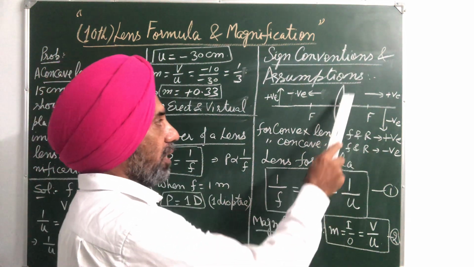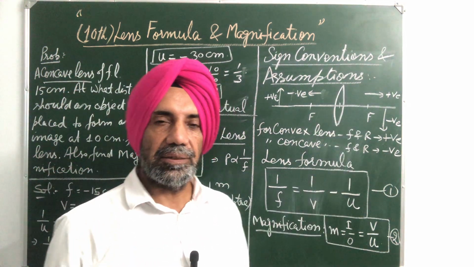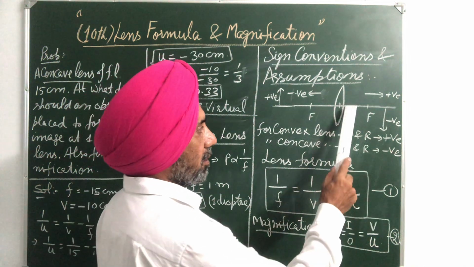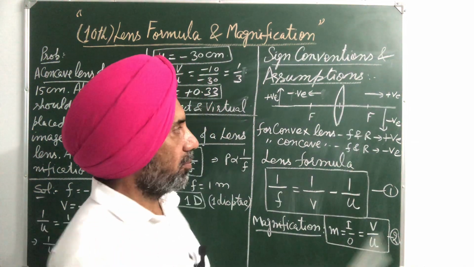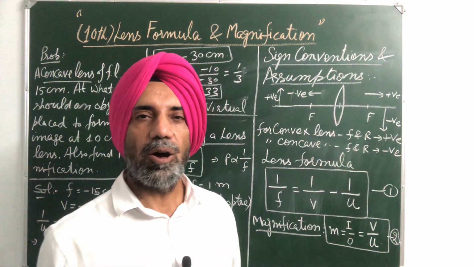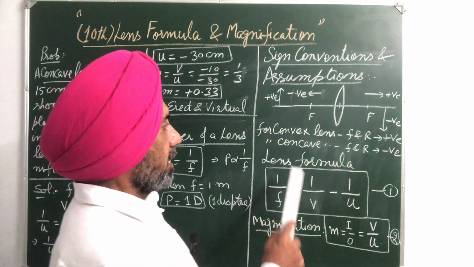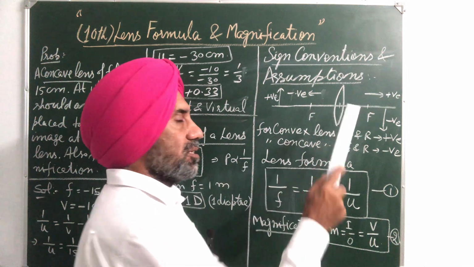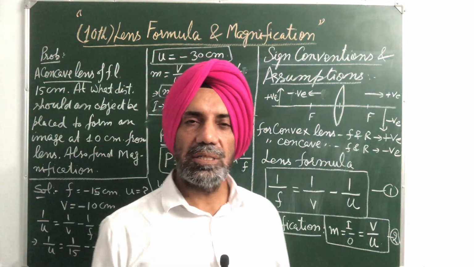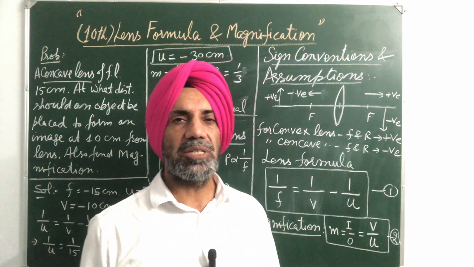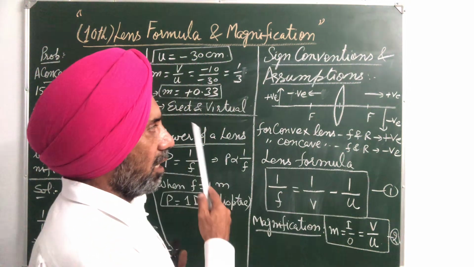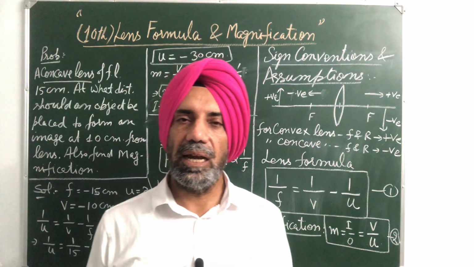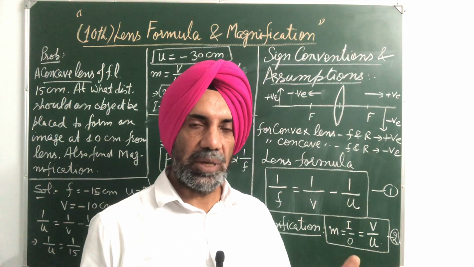So these are some sign conventions and assumptions. Assumptions are, number one, the lens is thin, so that distances are measured from the outer edge of the lens instead of the inner point, that is the optical center. Second, the aperture of the lens is small. In other words, rays make small angles with the principal axis, or you can say the rays entering the lens are nearly parallel because the aperture is small.